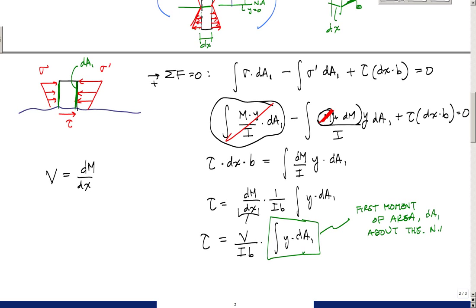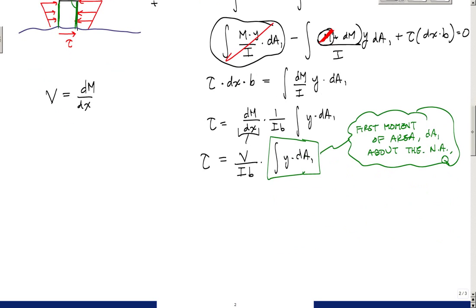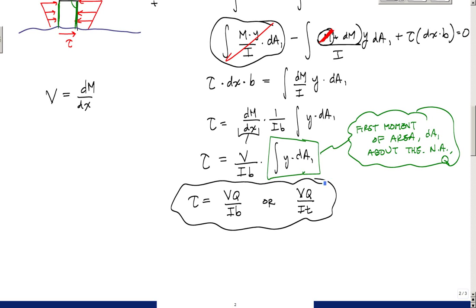Sometimes they use the symbol capital Q. So what you'll see a lot is that this formula, tau, is equal to VQ over IB, or in some other textbooks, VQ over IT. And this is it, that's the derivation for the shear stress formula. Okay, hopefully that was enlightening. That was a little bit longer than I thought, but come back.